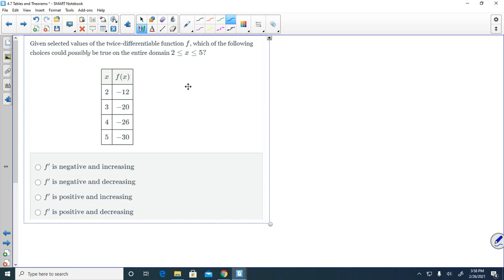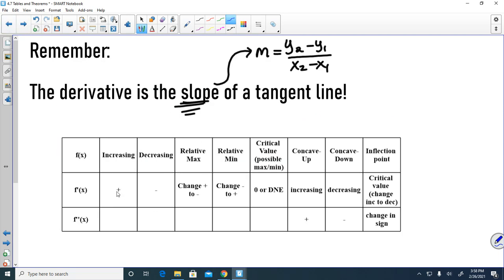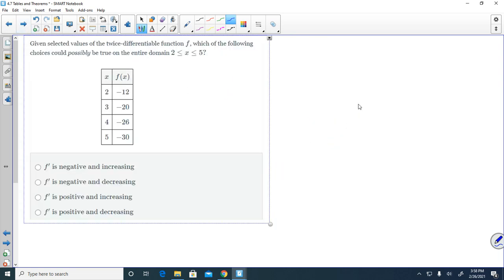All right, given selected values of twice differentiable function f, which of the following could possibly be true? And this time I have to determine if f prime would be negative and increasing, or negative decreasing. So going back, I'm looking to see if f prime would be negative or positive, so I can tell by f, and then I can tell if f prime is increasing or decreasing by f double prime maybe. Okay, so let's first of all figure out if f is negative or positive.